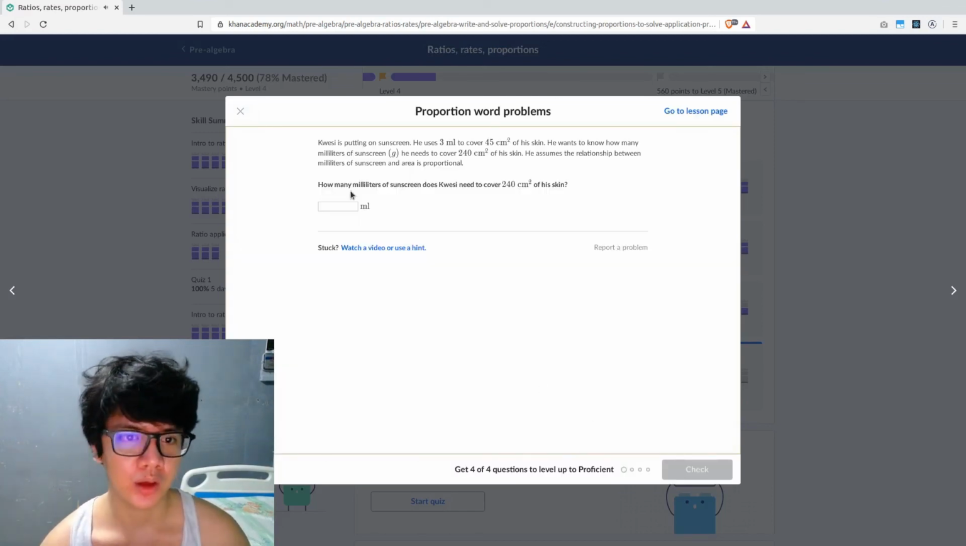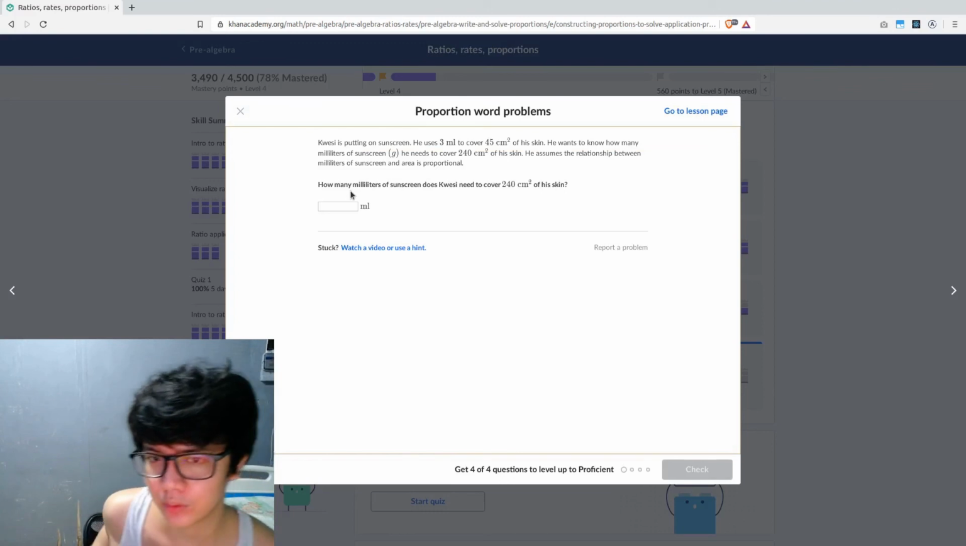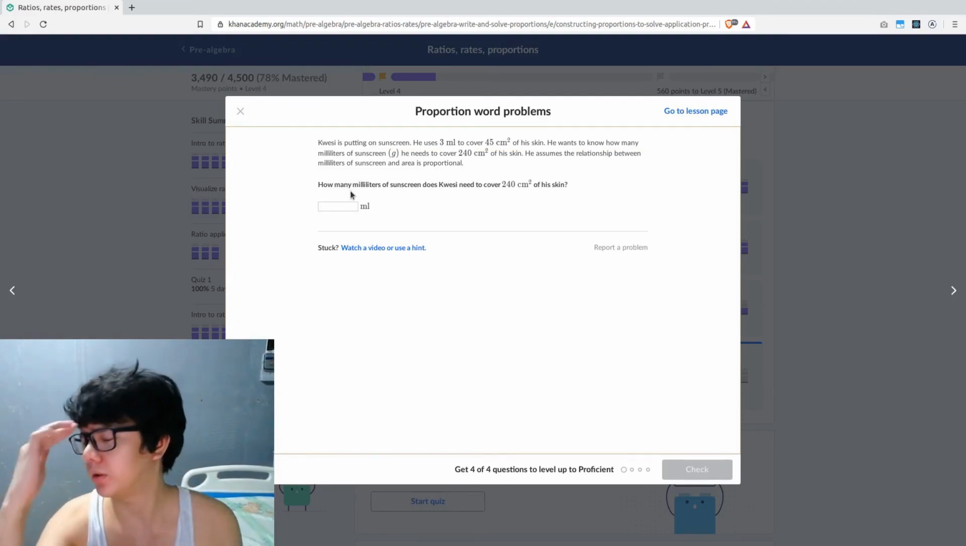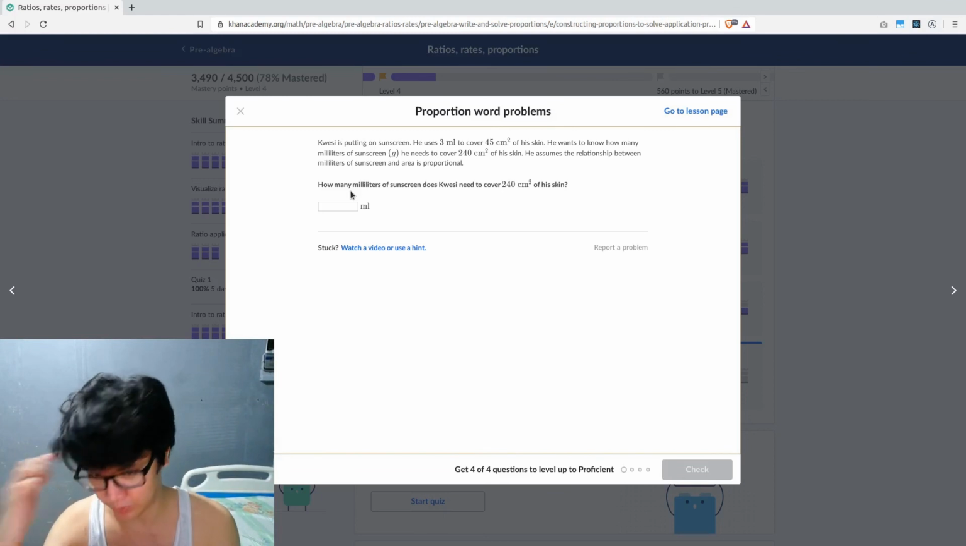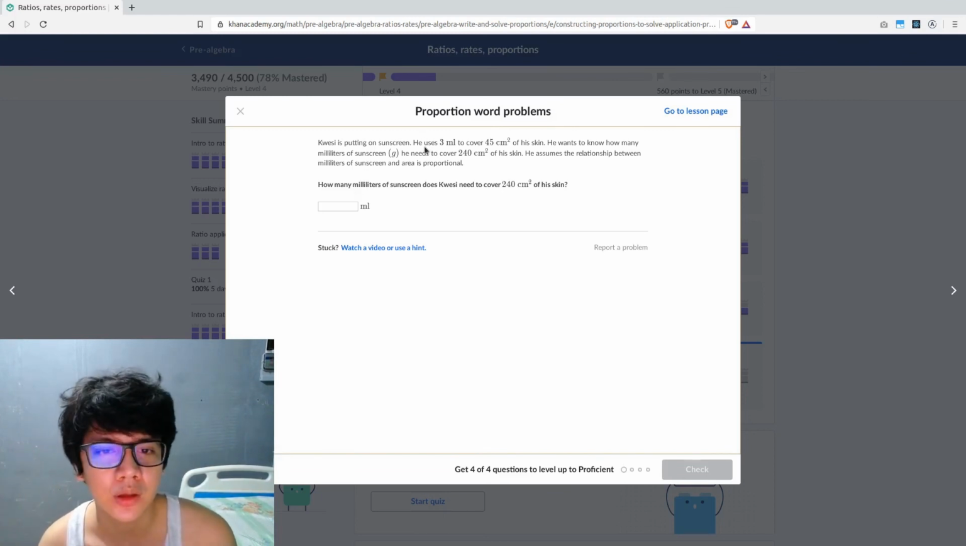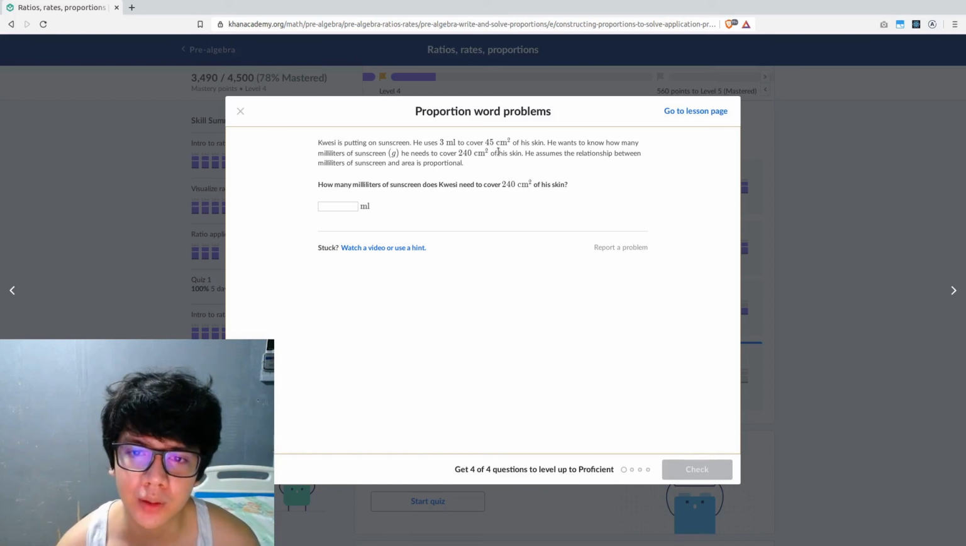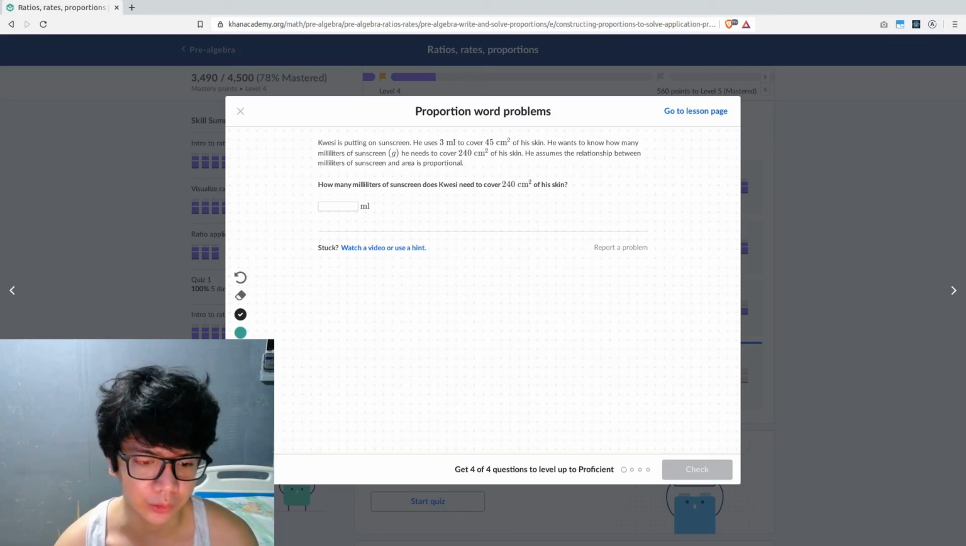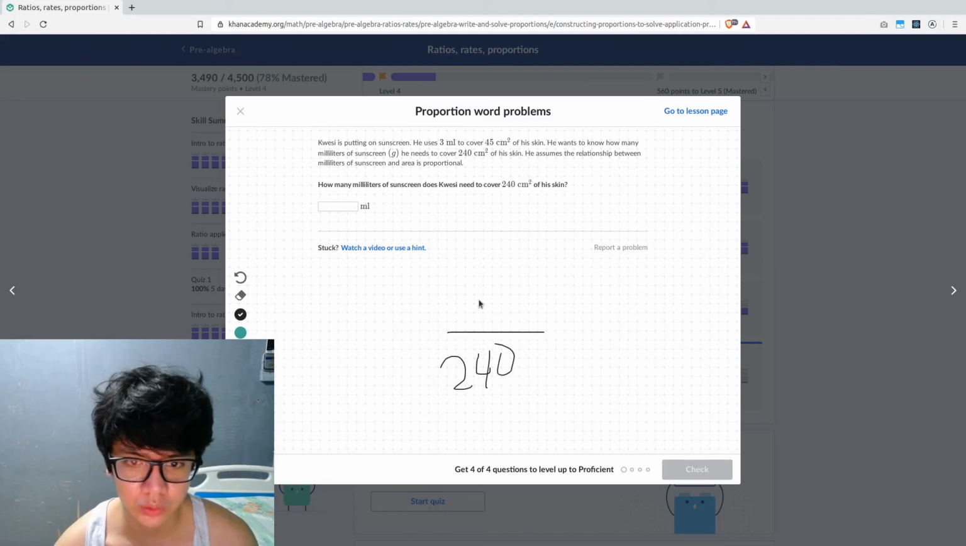Let's see. Quessy is putting on sunscreen. He uses 3 ml to cover 45, same square of skin. Okay, cool. 240 over x plus 3 over 45. So we have 240.